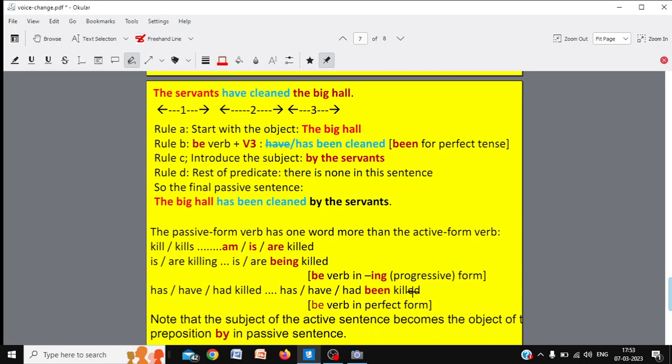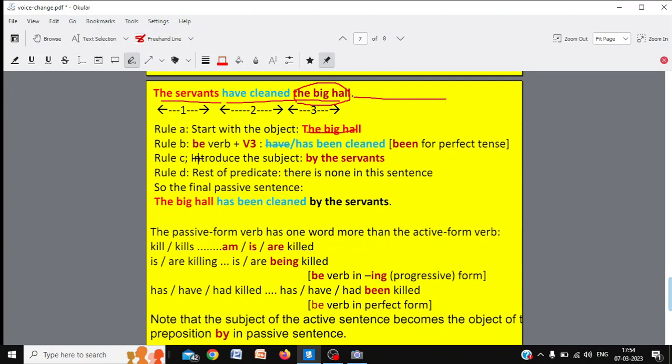The servants have cleaned the big hall. The servants, part 1, subject; have cleaned, the verb; the big hall, the object. We do not have the rest of the predicate, the extra part we do not have. So start with the object. The object is the big hall. What did they clean? The big hall. Note that you have to take the article the and the adjective big, the full object phrase, not only hall, but the article as well as the adjective.